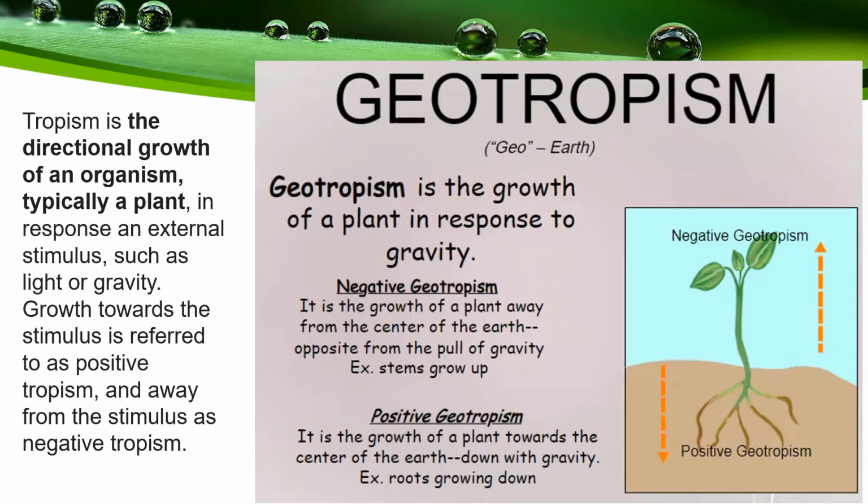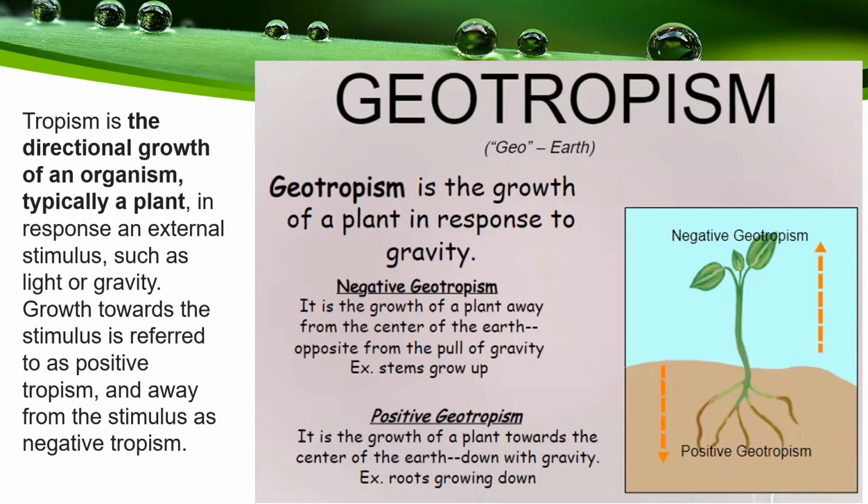Geotropism. Ang tropism ay directional growth ng isang organism, kadalasan ay plants, in response doon sa external stimulus, kagaya halimbawa ng light, ng gravity, ng tubig, at iba pa. Pag ang growth ay towards the stimulus, papatungo doon sa stimulus, ang tawag doon ay positive tropism. Pero kung away, papalayo doon naman sa stimulus, ang tawag doon ay negative tropism.